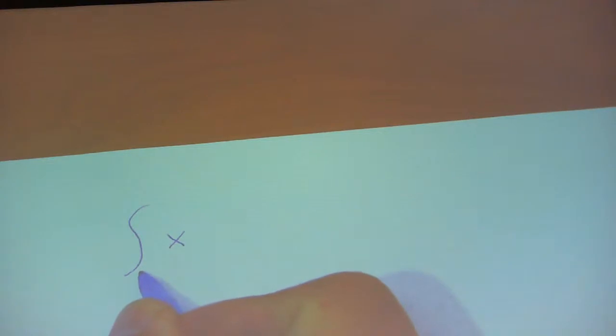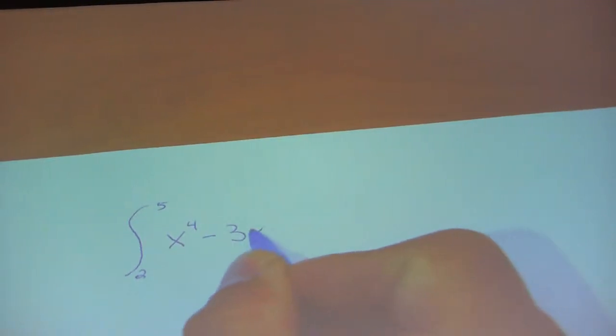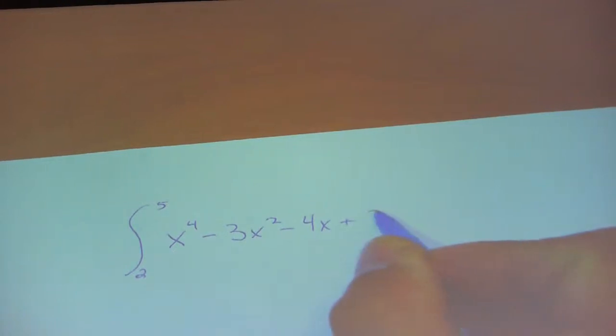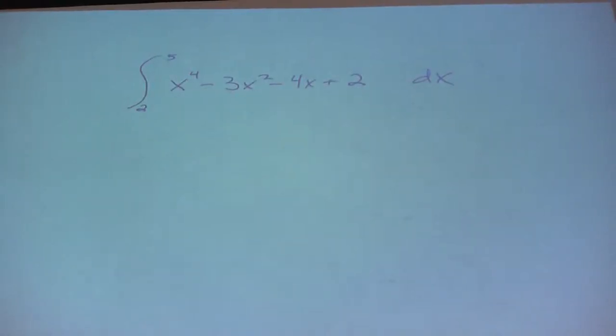Let's take it from 2 to 5. X to the 4th minus 3x squared minus 4x plus 2 dx. Okay? So I want you to do it by hand first and then check it in the calculator. So we're taking the integral from 2 to 5 of x to the 4 minus 3x squared minus 4x plus 2. Take the integral first, plug in the 5, minus plug in the 2, and check it in the calculator.